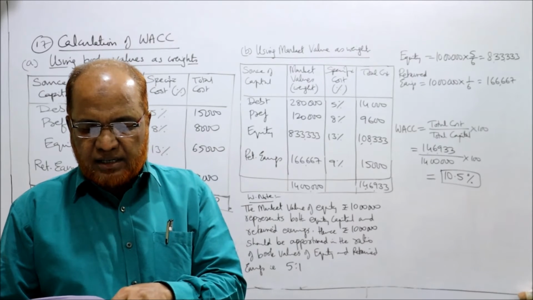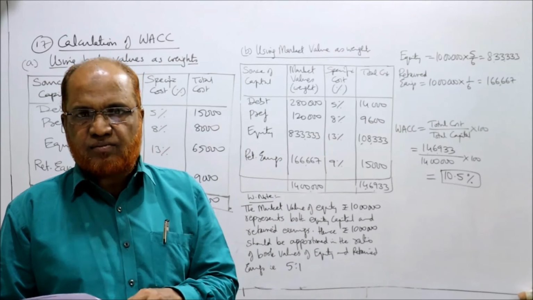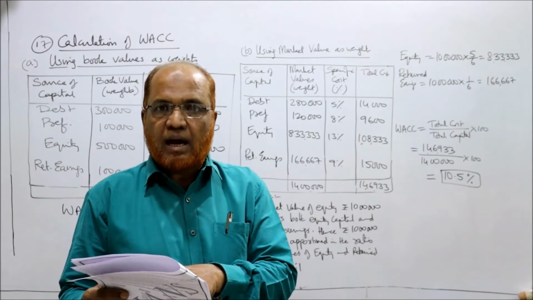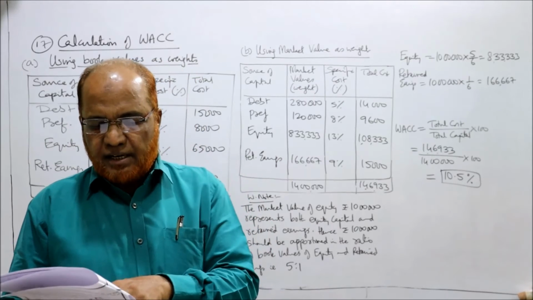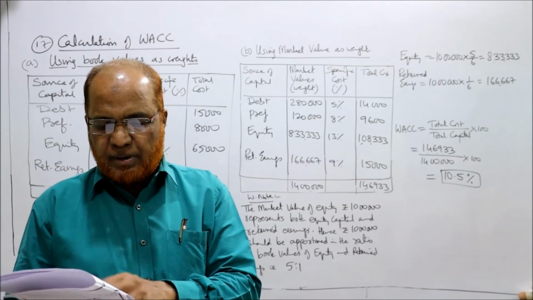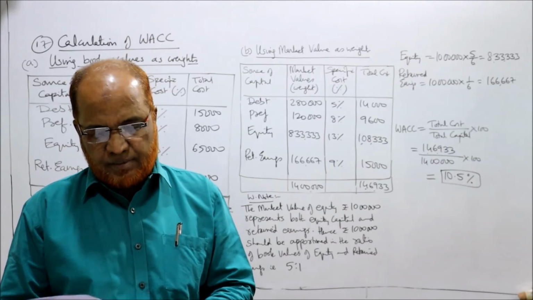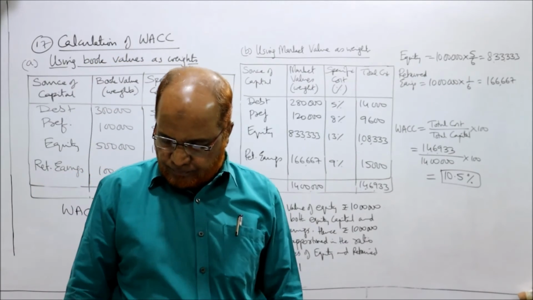And the after-tax costs of different sources of finance are as follows: equity capital 14%, retained earnings 13%, preference capital 10%, debenture 5%. So the 18th problem you have to do yourself, right? Now the 19th problem.